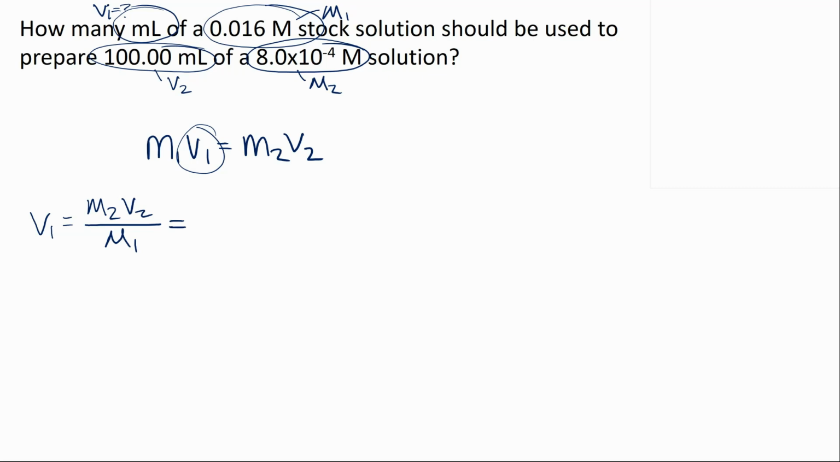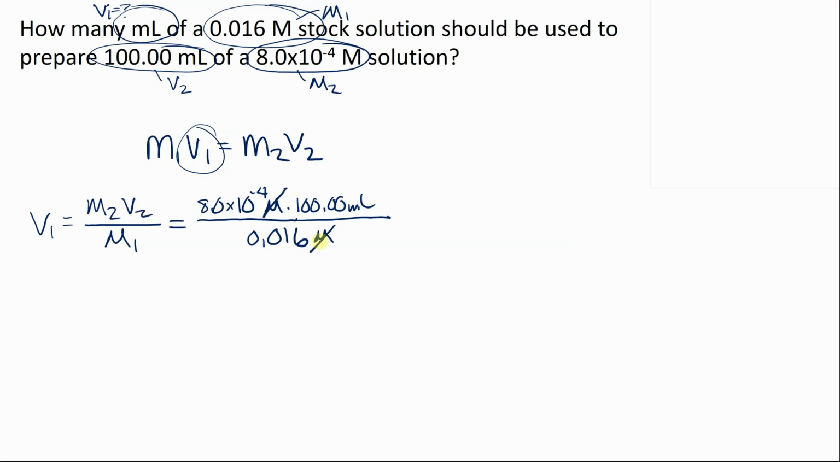Because we have the same setup on each side, however, we don't need to be as specific about the units as we do in dimensional analysis, and we don't need to change to liters. We can leave this in milliliters, or if it were in microliters, or if it were in gallons, as long as the two units are the same. The same is true of the concentration units. So my M2 is that 8.0 times 10 to the negative 4 molar. My second volume is 100.00 milliliters. Those were the two that were a pair, and the concentration of the stock solution I started with, in this case, goes on the bottom.